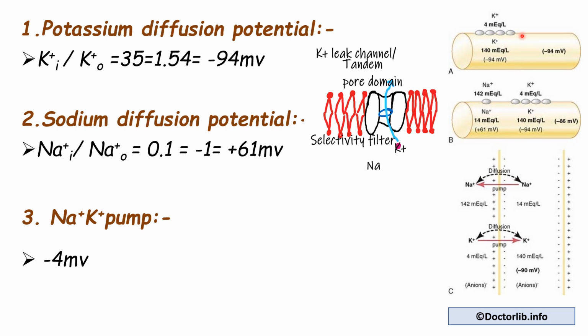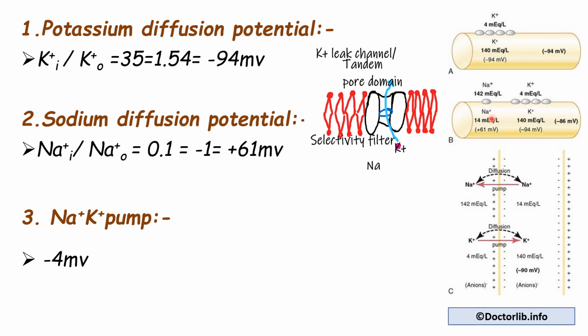So let us take this situation in a cell membrane. Let us say this cell membrane has only potassium leak channels, permeable only to potassium. Then the resting membrane potential should be minus 94 millivolts, because it is the Nernst potential of potassium. But we know that a large myelinated nerve fiber or large skeletal muscle fiber has a resting membrane potential of about minus 90 millivolts, and this is minus 94 millivolts.